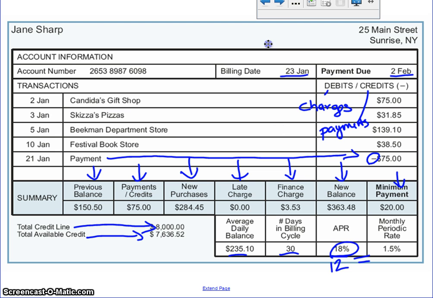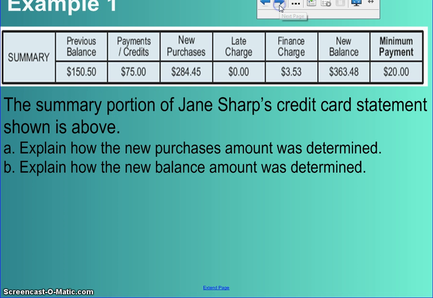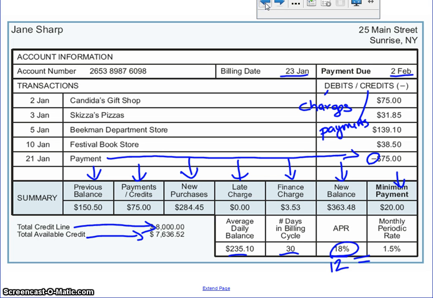So let's go ahead and go through the first example. It says here that this is a summary of Jane Sharp's credit card statement. Explain how the new purchase amount was determined and explain how the new balance was determined. Well, the new purchases amount, if we go back here and we list it, if we were to add all of these values together here, that's how we got the new purchases.